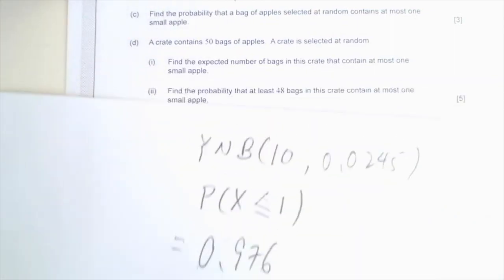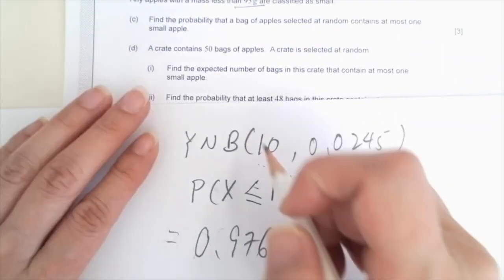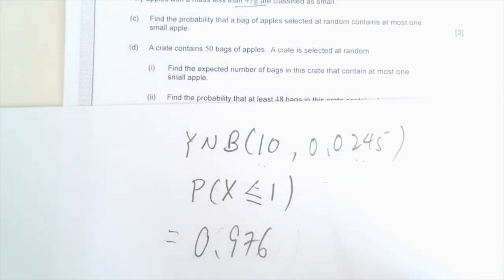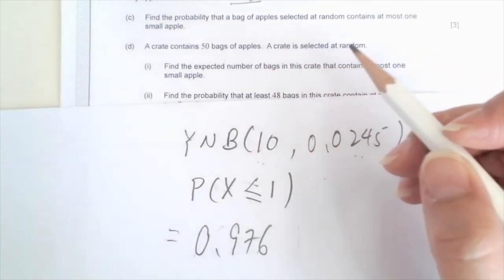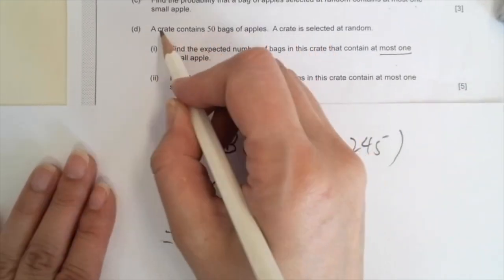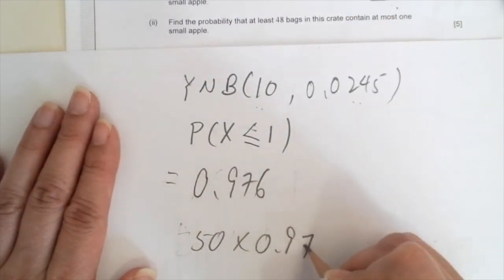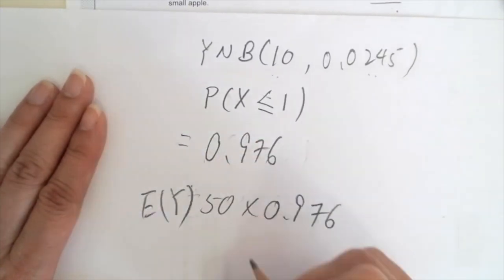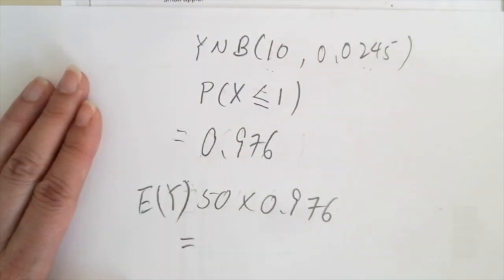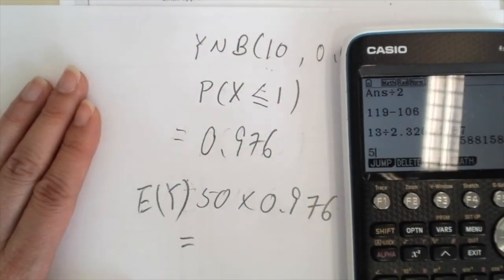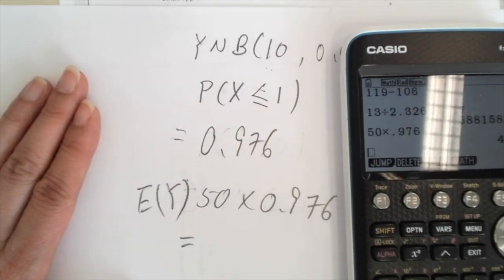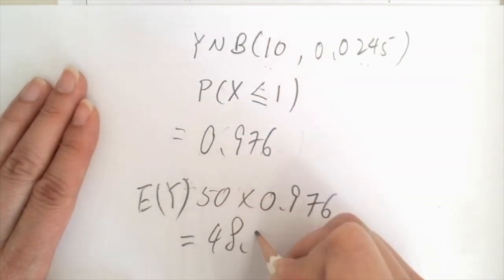All right, now moving on, now we contain 50 bags of apples, and then we take in a crate at most one apple. So it's a small apple. So now it's getting annoying with that. We need to get through those, and then we have the bit of it. All right, getting into the expected value, the crate needs 50 bags of it at most one. So it's the same way, so we have 50 times 0.976 to get the expected value of Y here. So now we have 50, get back to our menu, the normal calculation, 50 times 0.976. Now I got 48.8.